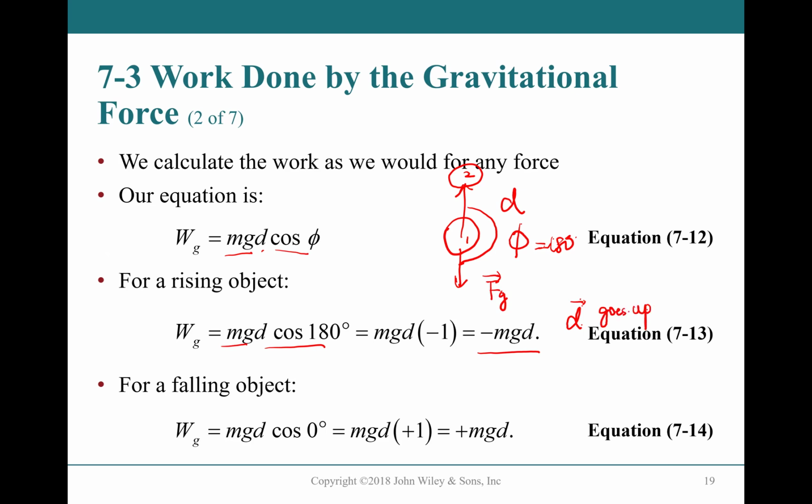But we also have another situation, when we have a falling object. This is your initial position and it goes to here, this is your final. So this is your displacement D going down, and your gravitational force is mg here. Your phi is 0 degrees because it goes down. So that's why we have cosine 0 and it's positive mgd. So in the two situations, we have the same gravitational force, but it's actually doing different work. Be very careful of that.